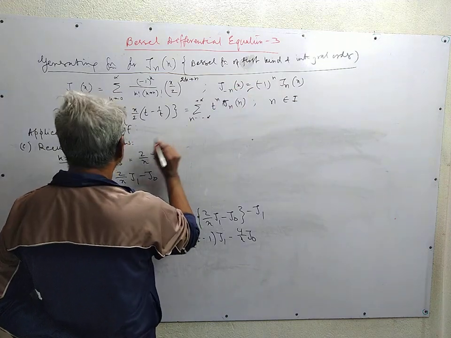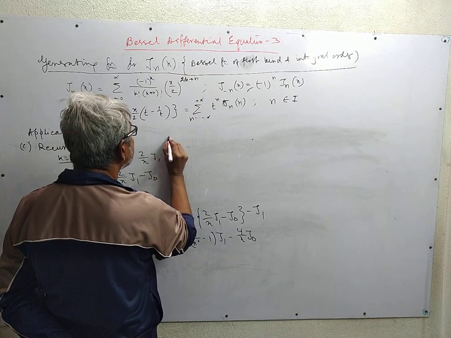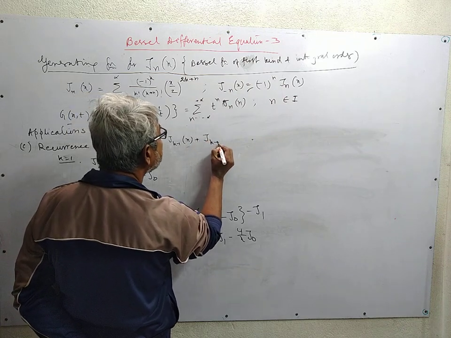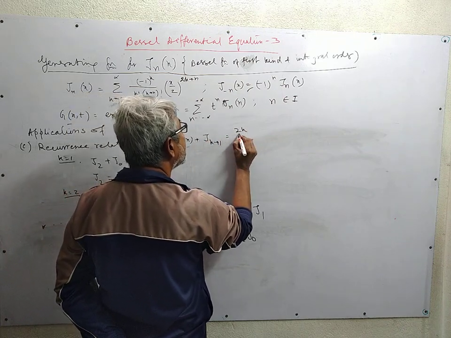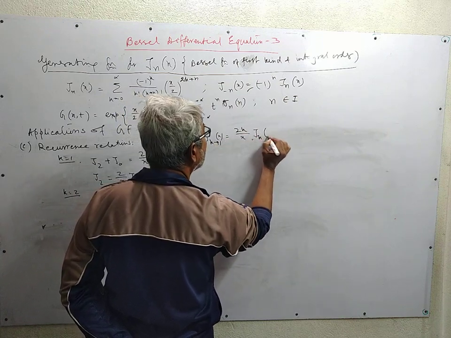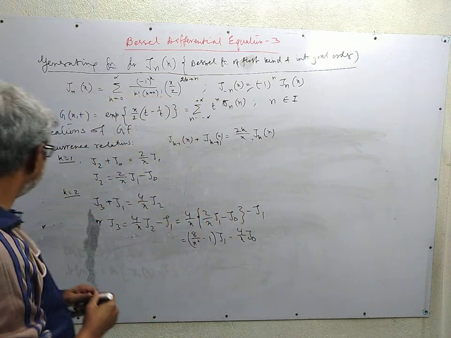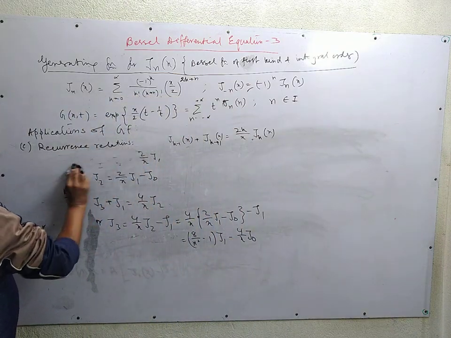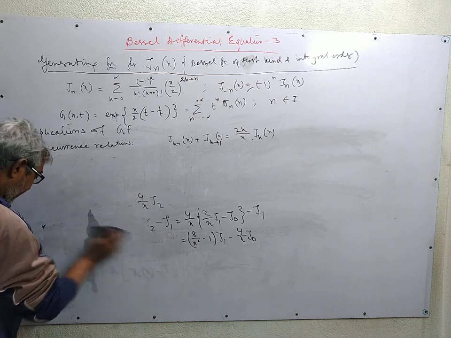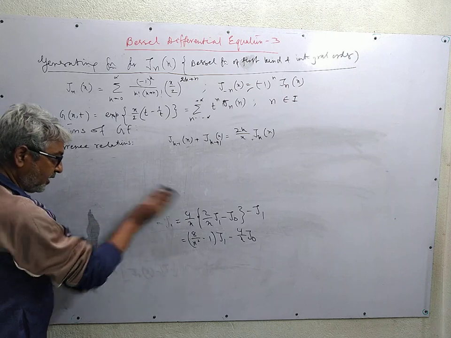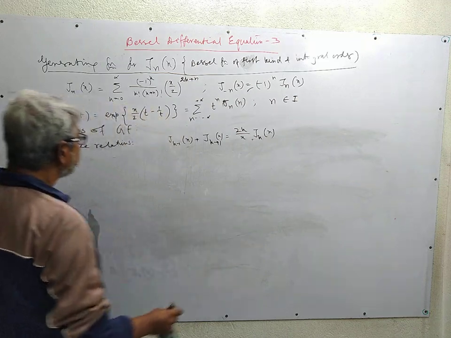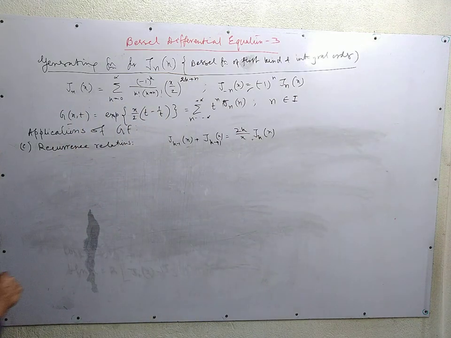We write this relation, the basic recurrence relation, j of k minus 1 of x plus j of k plus 1 of x is equal to twice k by x jk of x. This is one recurrence relation. The other recurrence relation is obtained when we differentiate the generating function partially with respect to the argument, and in that case we shall get a relation involving j prime.